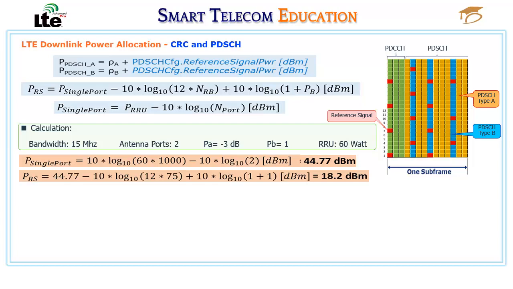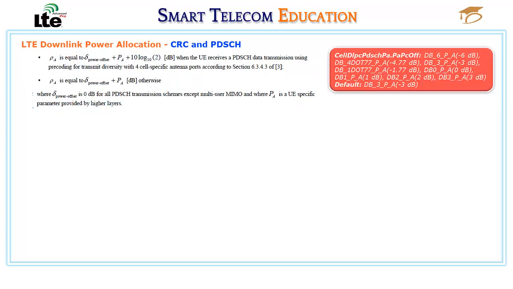The next step is to calculate ρ A and ρ B. ρ A is equal to delta power offset plus PA, plus 10 log 2, when the UE receives a PDSCH data transmission using precoding for transmit diversity with 4 antenna ports. Otherwise, ρ A is equal to delta power offset plus PA. As described in the preceding slide, delta power offset is the NIPRO value used for CQI optimization. In this example, delta power offset is set to 0.